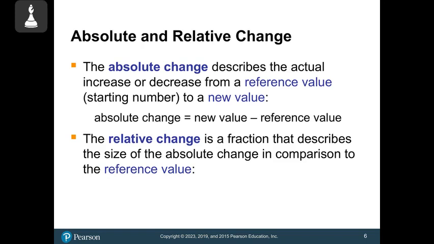Relative change is going to use a fraction to then give us a percent value. And the formula for this is going to be, you take the new value minus the reference value all over the reference value, and then you times it by 100. So this is going to give me the percent change that occurred, where this absolute change is going to just tell me how much did I go up or down numerically.